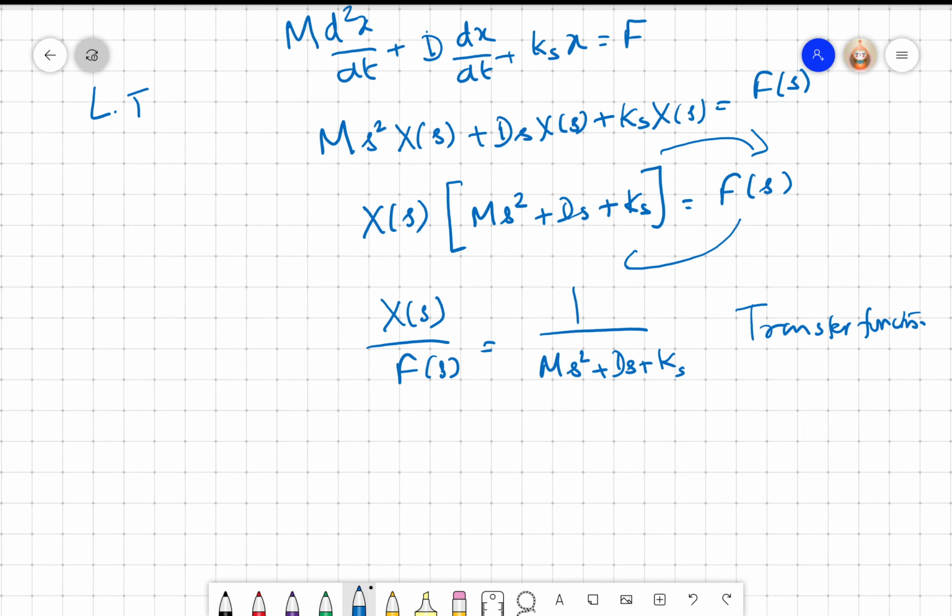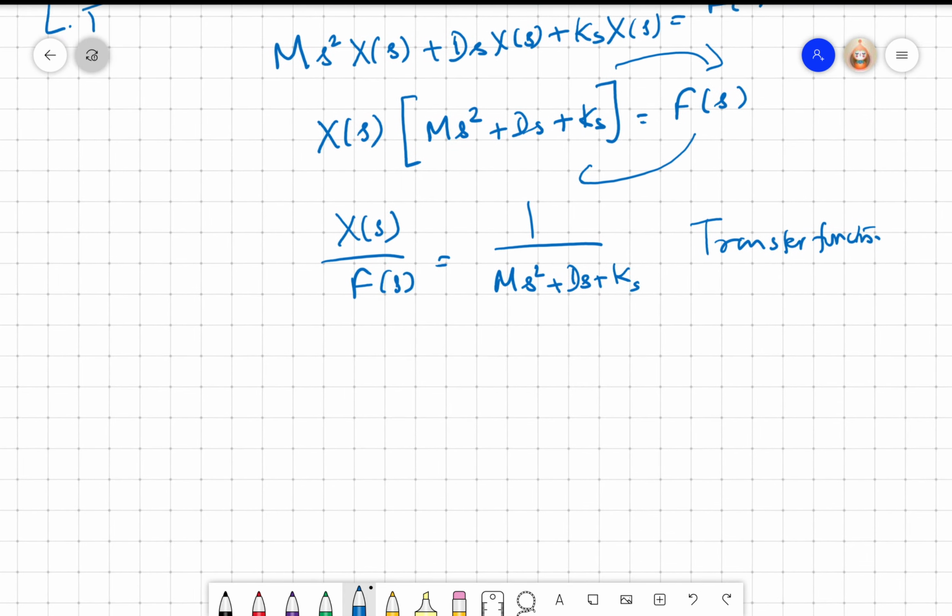Of course, it's not enough that I look only at the mechanical side. I also have to look at the electrical side. So I may have a function like this on the mechanical side and one more function on the electrical side. I can combine both and write an overall function. The moment we have this equation, we call this the second order transfer function, because the highest power of s is s square.